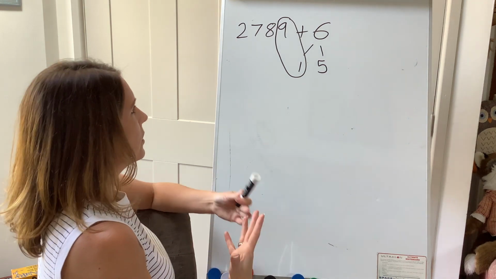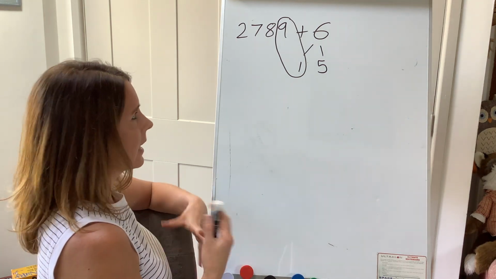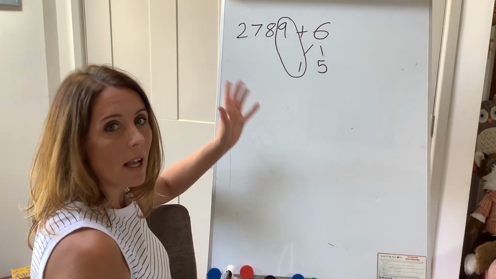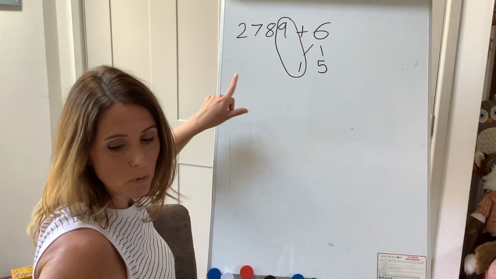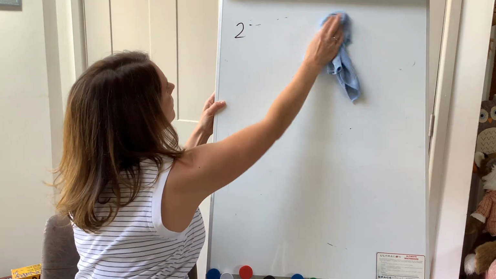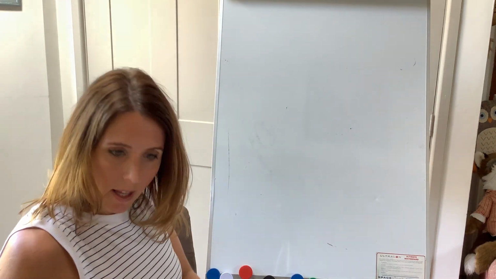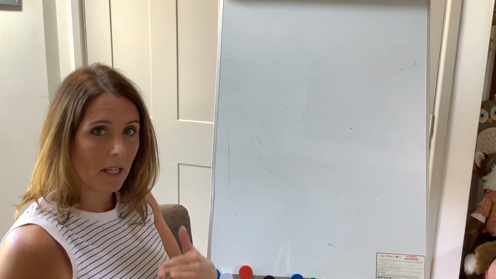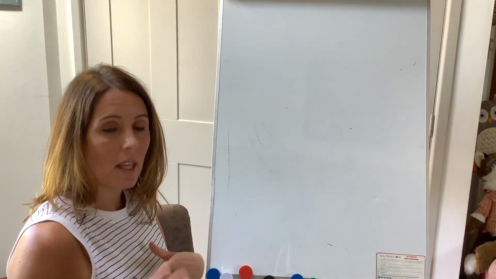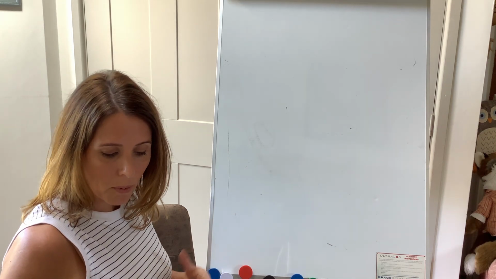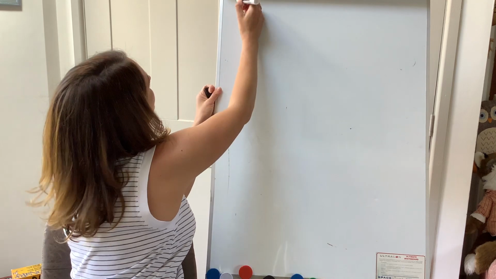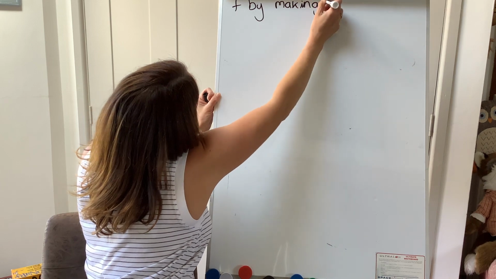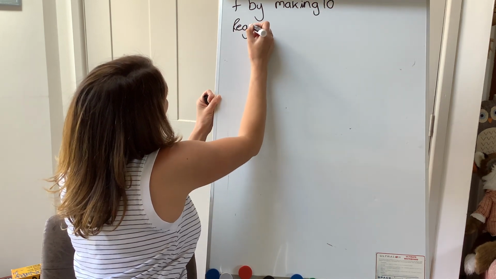So I don't have to go 2,789, add 6, 2,790, 2,791. I can just split the number, partition it in my head, and regroup to make it into a 10. Okay, so in the activity section, there is a little prompt in there with little steps that you can take to help you to work through the approach of adding by making 10. Or we call that regrouping.